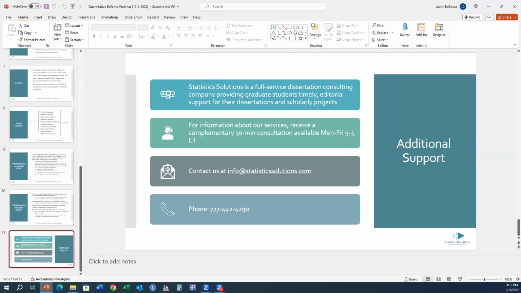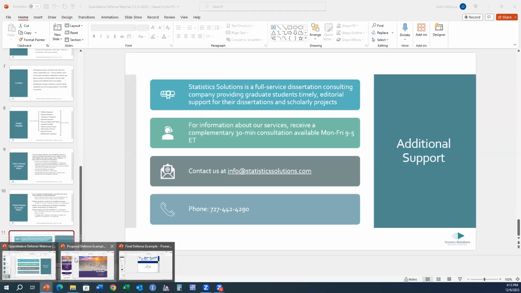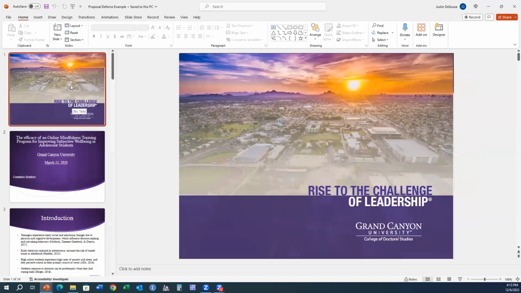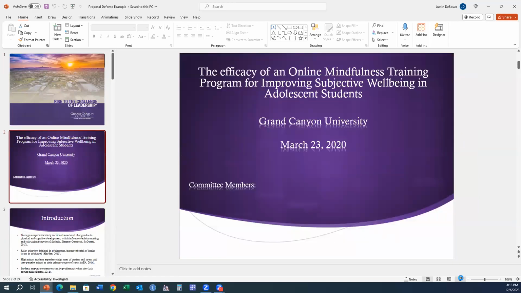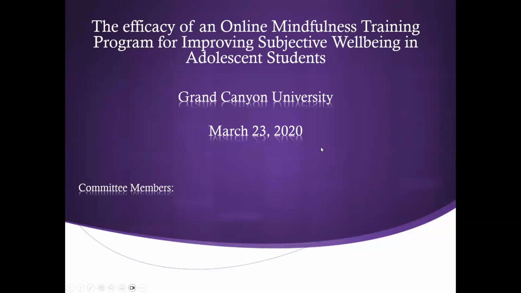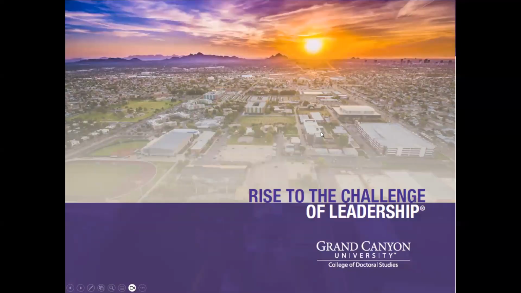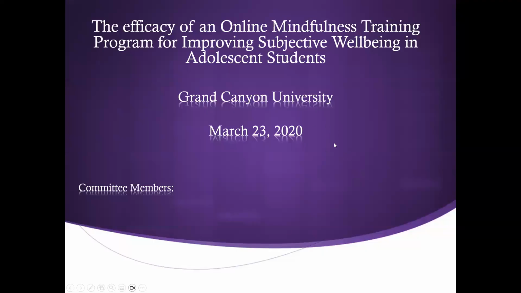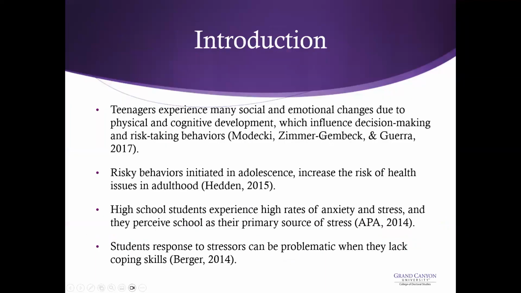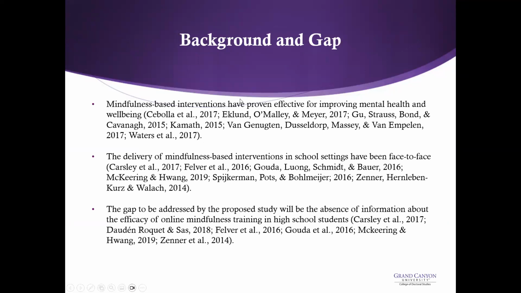All right, so let's look at a couple examples here. I have a proposal defense, and this is from GCU. So I won't go through the intro information too much because I'm not a content specialist and I don't focus on literature, but we'll go through it. So here we have the introduction, some background information, more background in what is the gap. So what is the gap to be addressed?